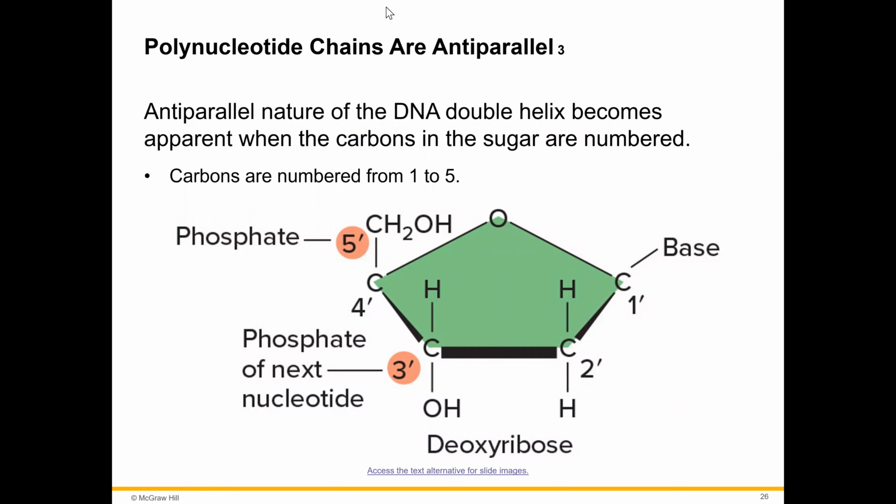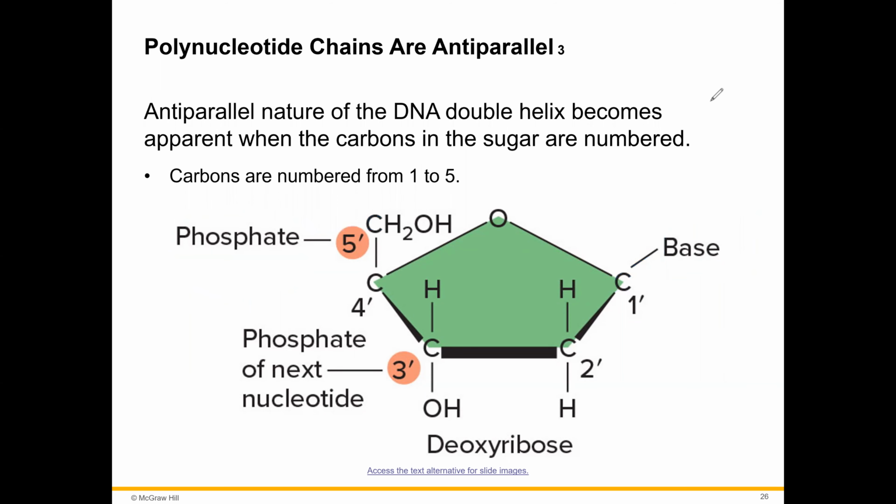The antiparallel nature of the DNA double helix becomes apparent when the carbons in a sugar are numbered. Carbons are numbered from 1 to 5, and we start numbering from the base. So remember, that's our base over here, and this is our carbon. We number it 1, and we go counterclockwise. So 1, 2, 3, 4, and 5. And that's carbon 5 over here, where carbon 5 will be connected to a phosphate. And carbon 1 is connected to our base. So we just number those carbons.